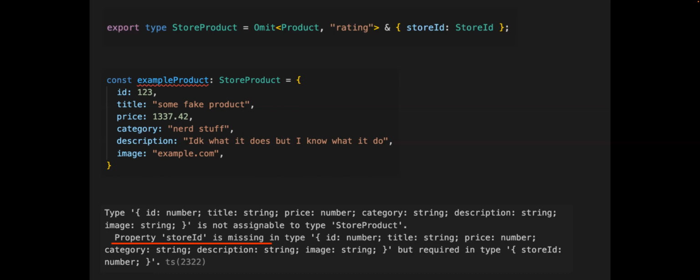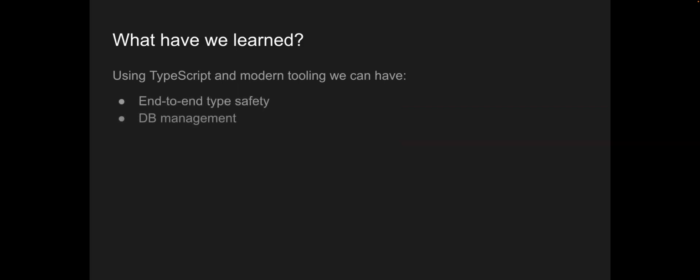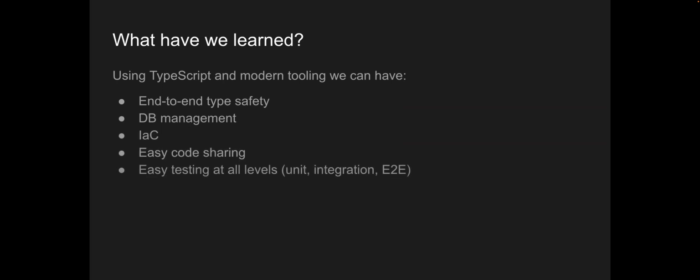And it couples the types together, but that can be extremely useful in some scenarios. All right, so what have we learned here? So we're going to say that using TypeScript and modern tooling, we can have end-to-end type safety or full stack type safety. We can do database management. We can have infrastructure as code. We can have easy code sharing, easy testing at all levels, and only minor headaches with modules, right?